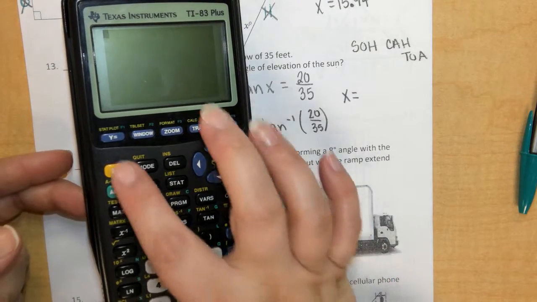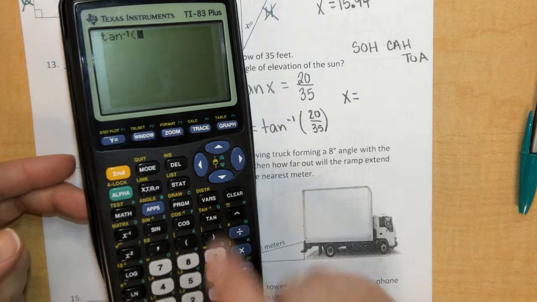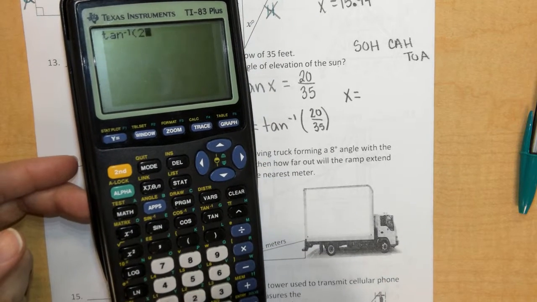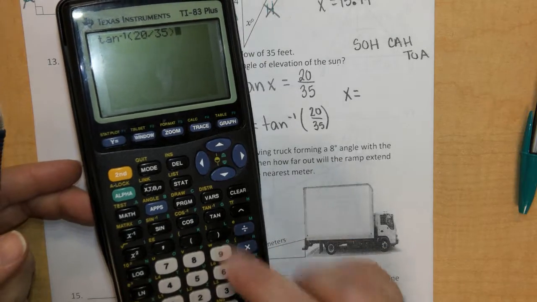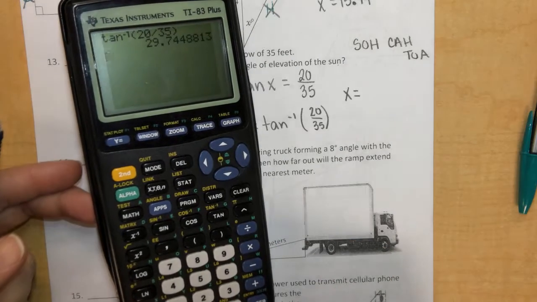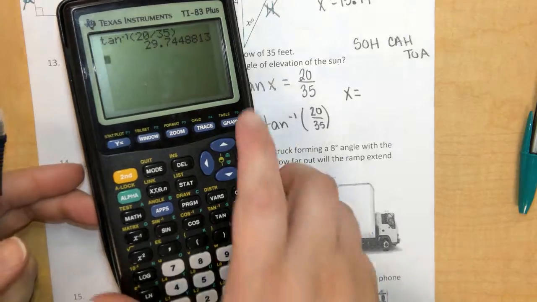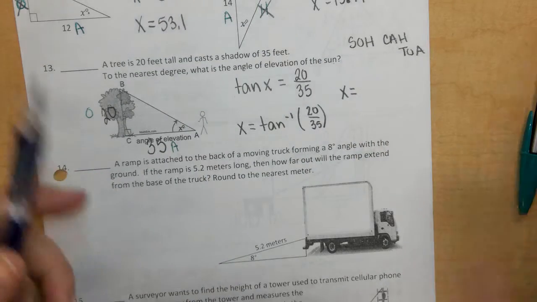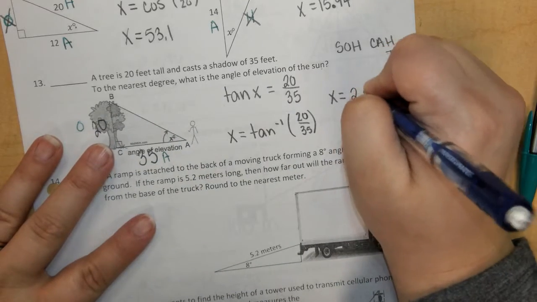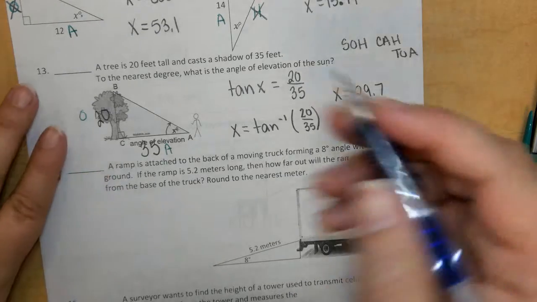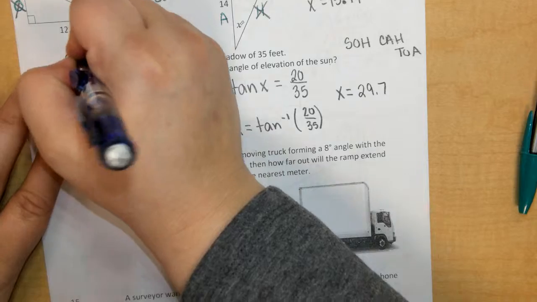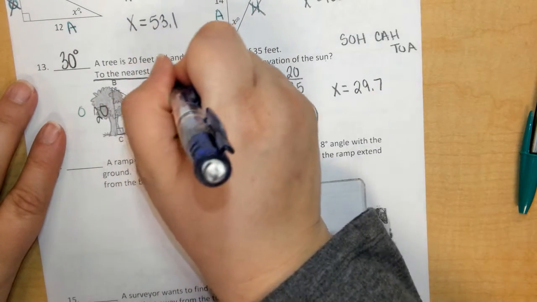Okay, so we've got second tan, 20 divided by 35, close the parenthesis, and I get 29.7. So 29.7 would make 29 round up to 30 degrees. Okay, so that is important, to the nearest degree.